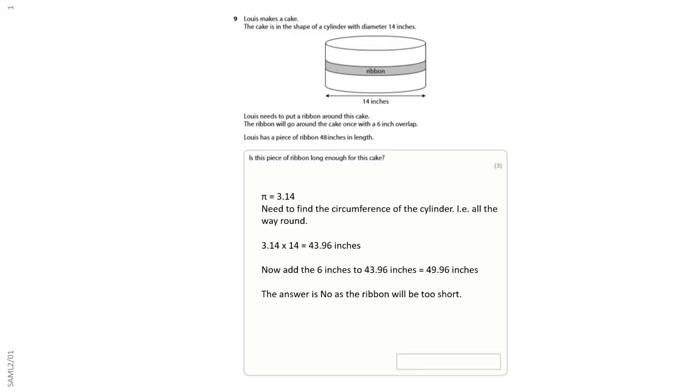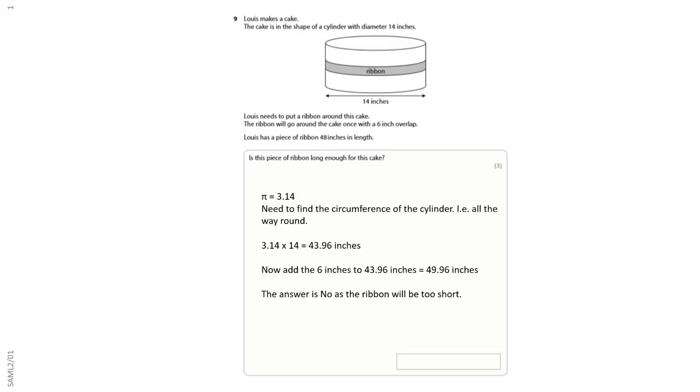Right, so question 9. What you're trying to find out here is, will the ribbon actually go round the cake? And will it have enough of an overlap? So what you're essentially doing with this particular sum is, if you can imagine rolling the cake along, this is like rolling a coin along. You're actually measuring the complete outside of it.